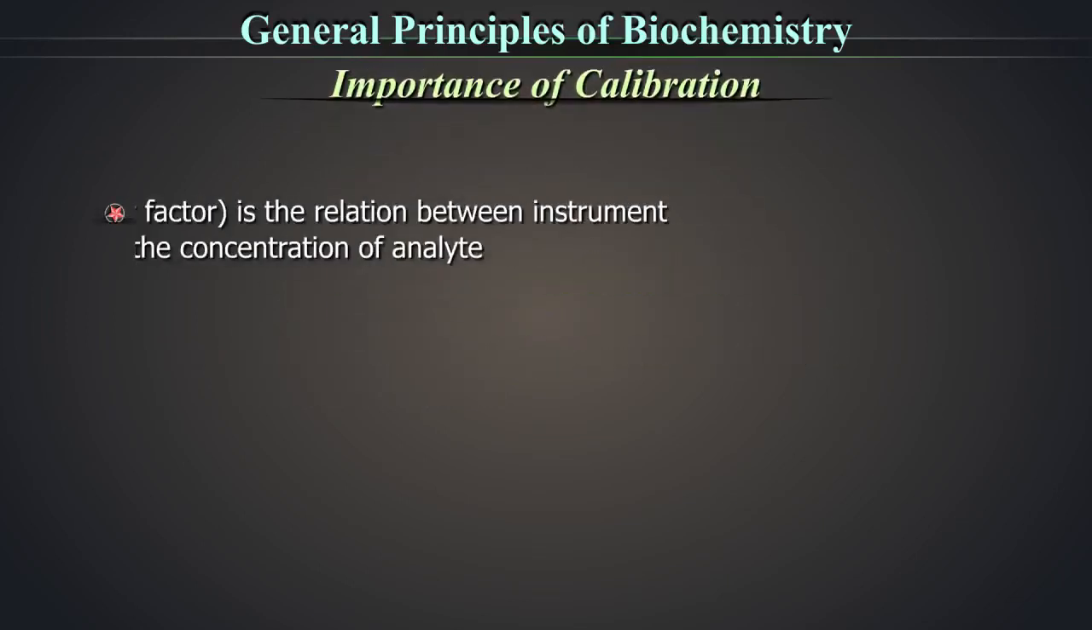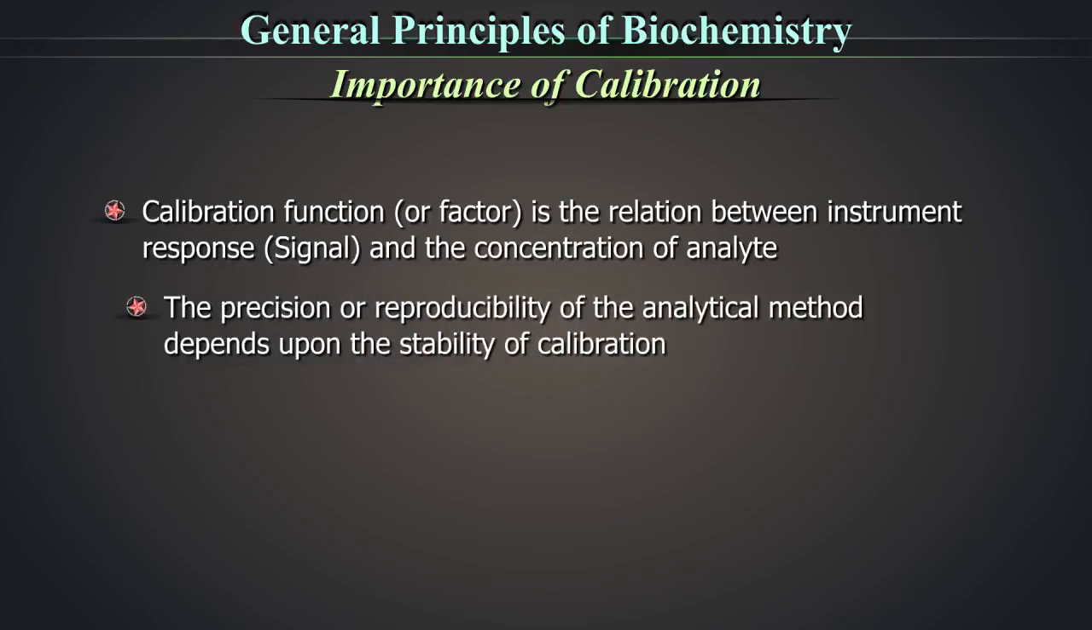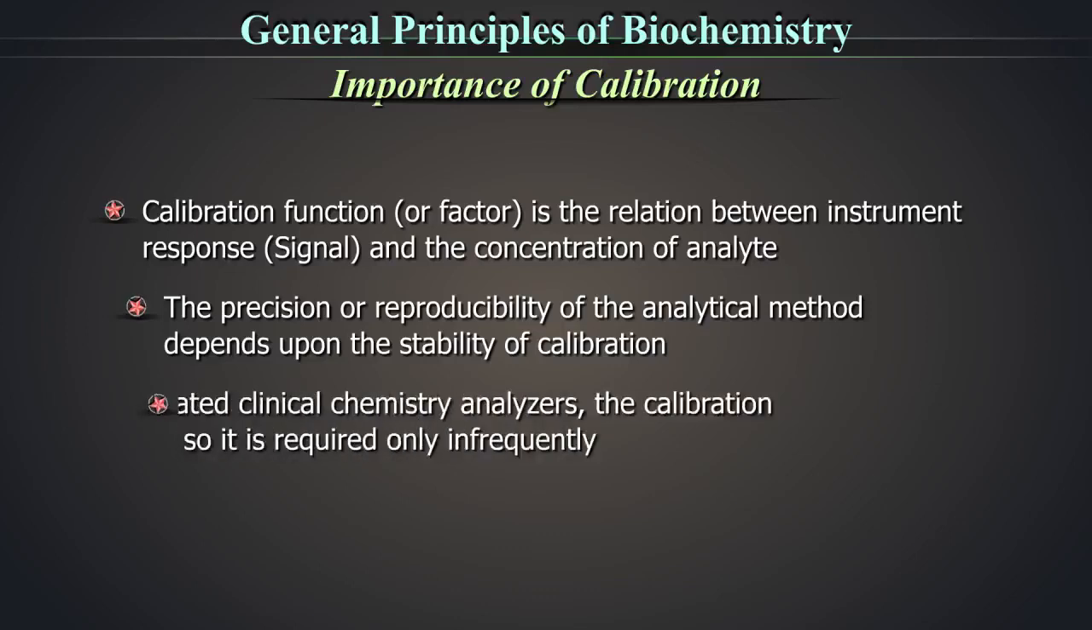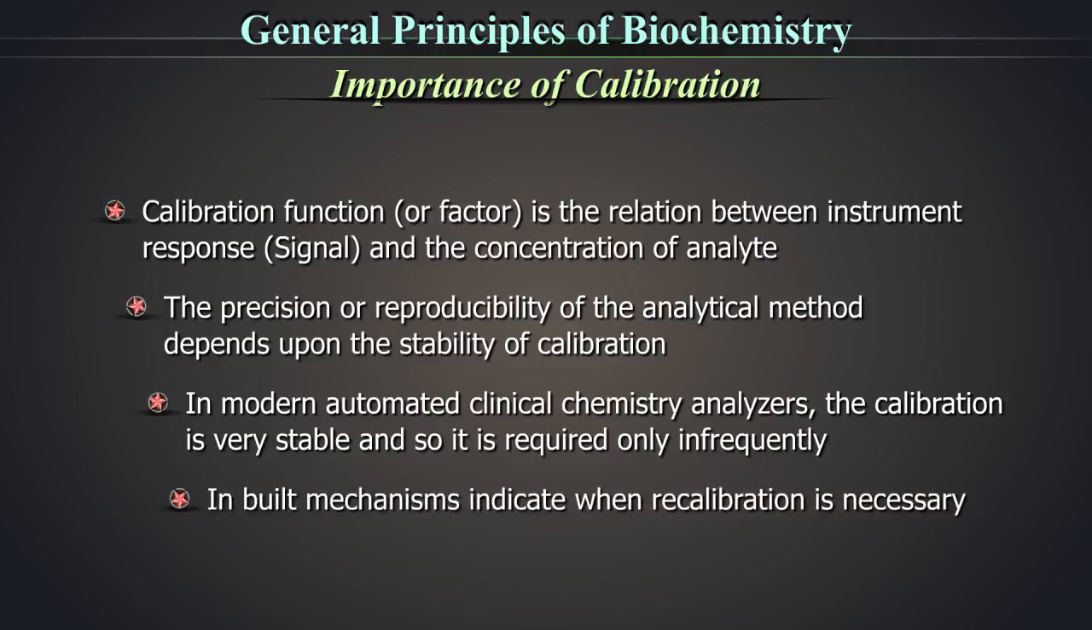Importance of calibrations. Calibration function or factor is the relation between instrument response, that is signal, and the concentration of the analyte. The precision and reproducibility of the analytical method depends upon the stability of the calibration. In modern automated clinical chemistry analyzers, the calibration is very stable and so it is required very infrequently. Inbuilt mechanisms indicate when recalibration is necessary.